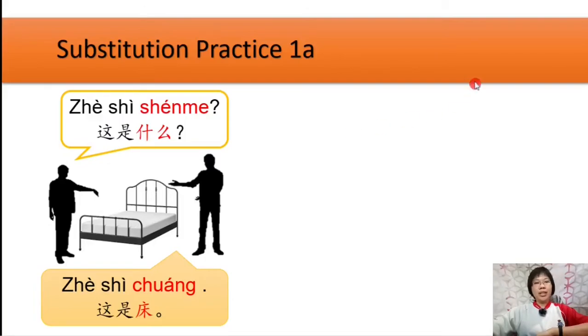So, ladies and gentlemen, 这是什么？这是床。Make sure your pronunciation is correct. Careful with the tone. 这是床。Which tone is the word 床？Yes, second tone, the rising tone. So, 这是床 means this is a bed. 这是 this is.